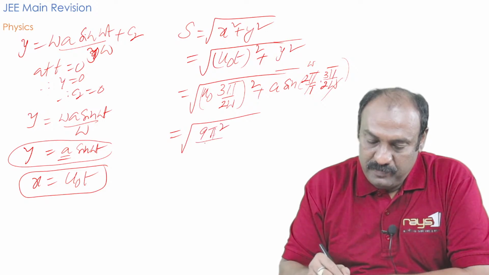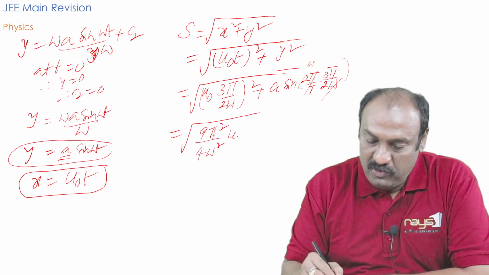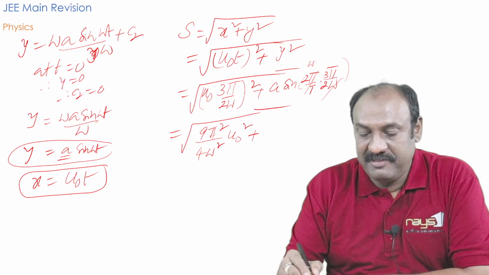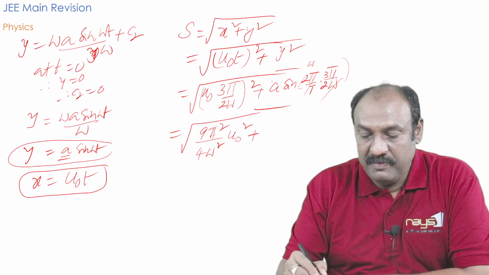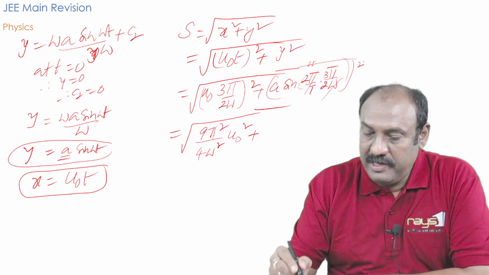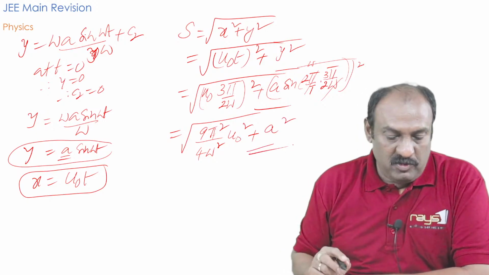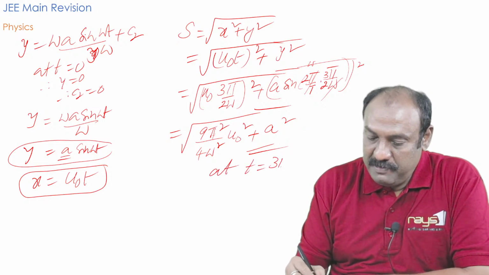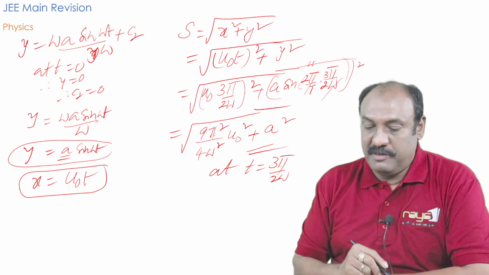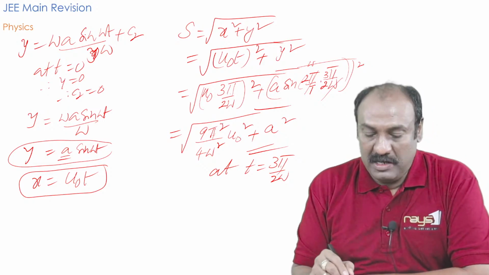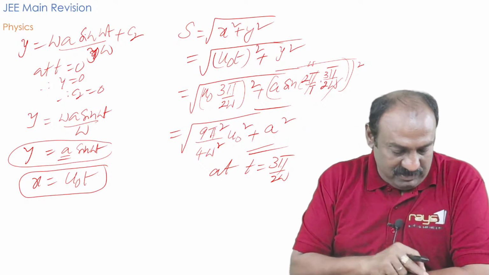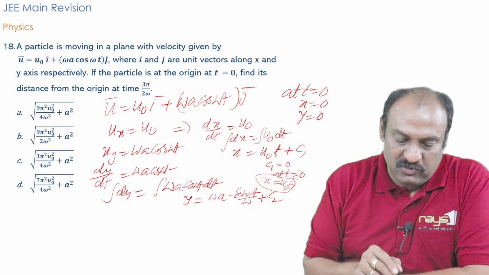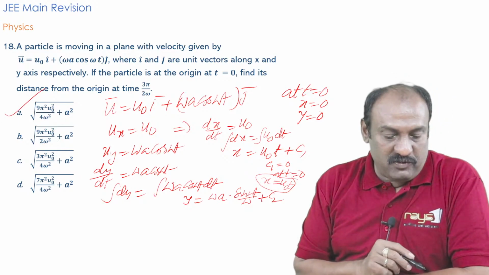pi square by 4 omega square into u naught square plus here minus a is there, sin of 3 pi is minus 1 into a, that is squared, so that is a square. So what is the displacement of the particle at t equal to 3 pi by 2 omega? Displacement of the particle at t equal to 3 pi by 2 omega is root of 9 pi square by 4 omega square u naught square plus a square. So the answer is A for question number 18.